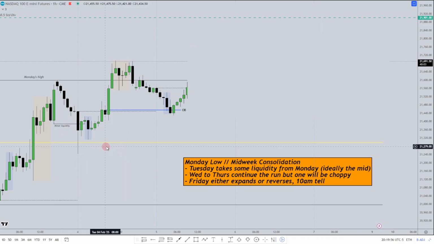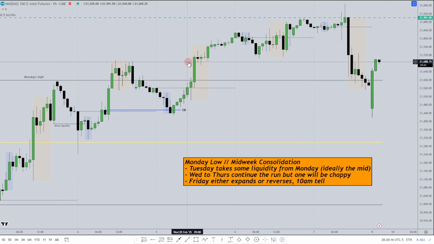When it did that, we have that high of the week formed, but we don't know what's coming next. Then we see that we've got a nice fair value gap here and an order block, which price then respects on Wednesday going into London. So let's look at the rest of the week and talk through how this whole thing played out for us. So we have price on Wednesday falling into that order block.